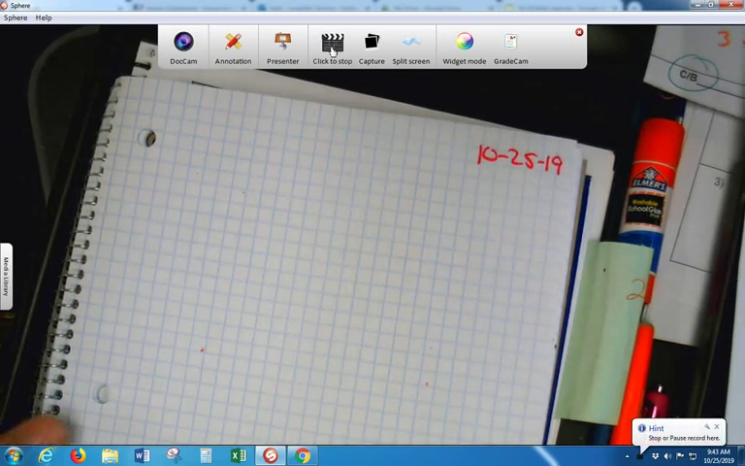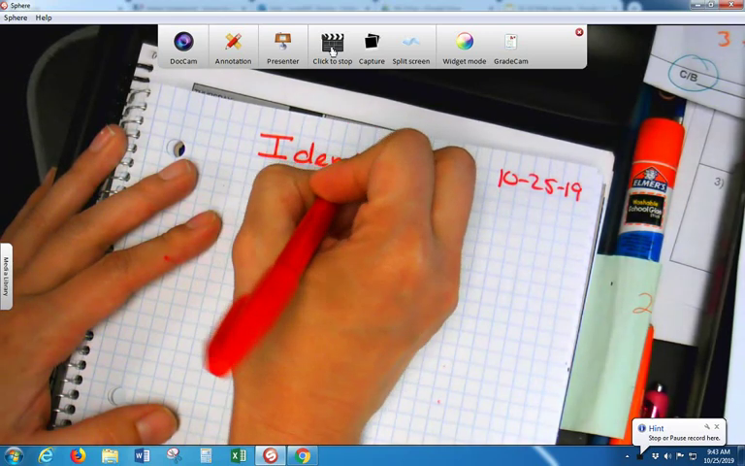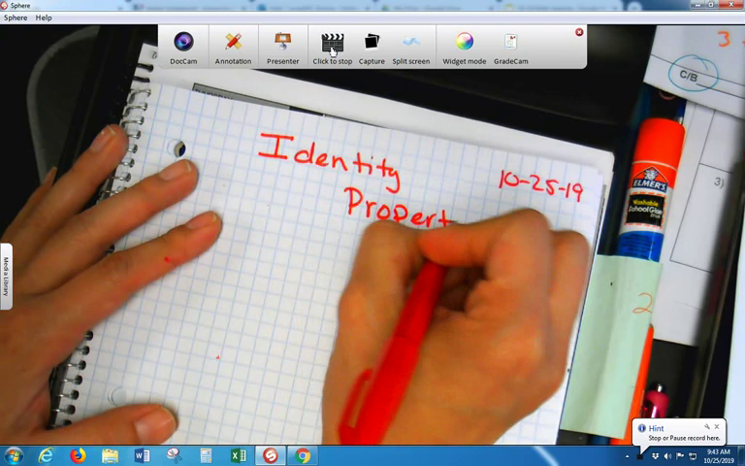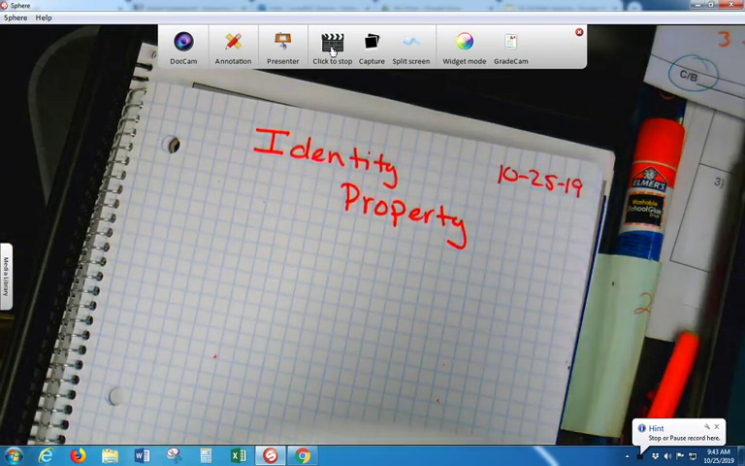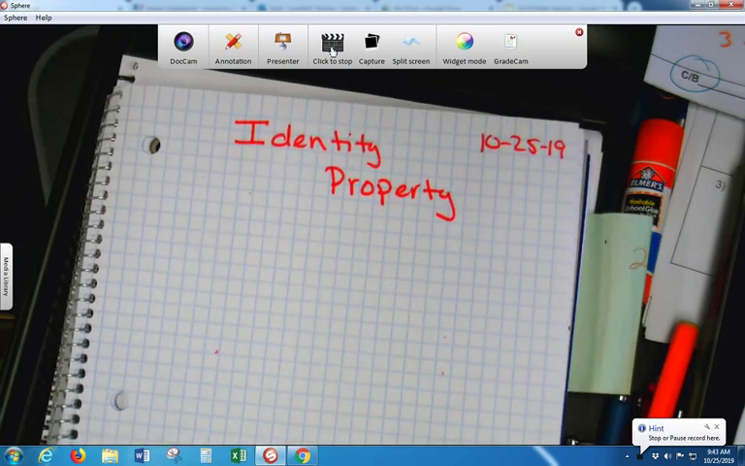All right, identity property. Identity property. So this is your next property.